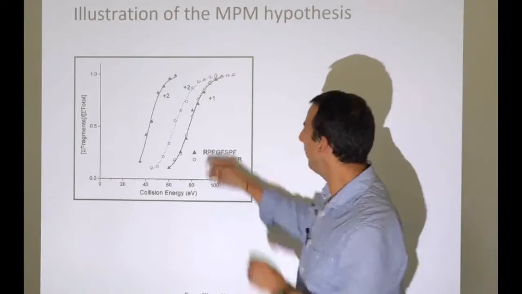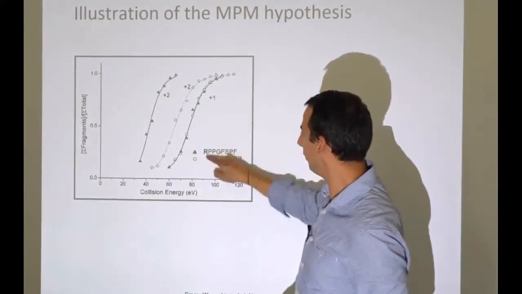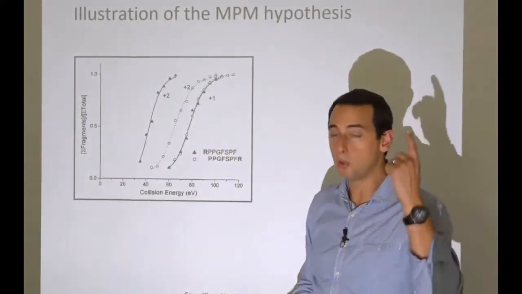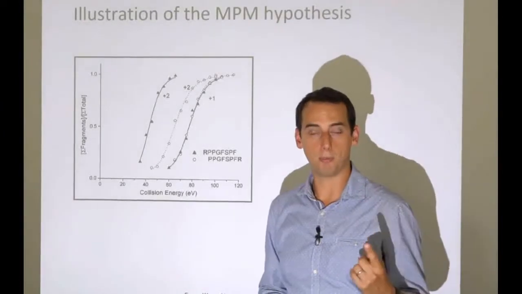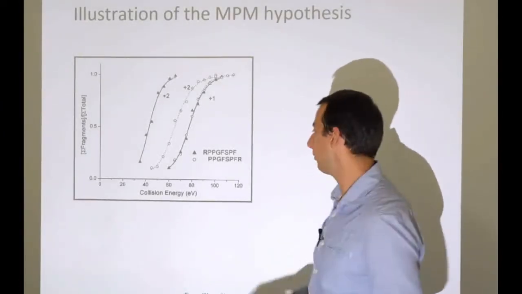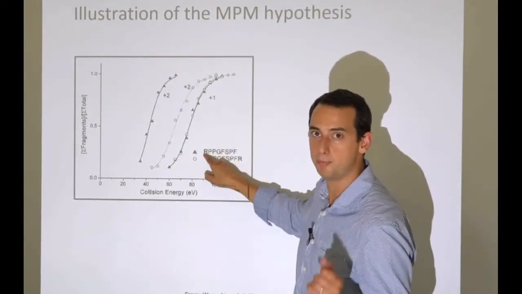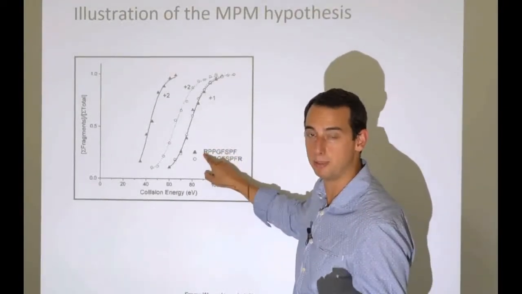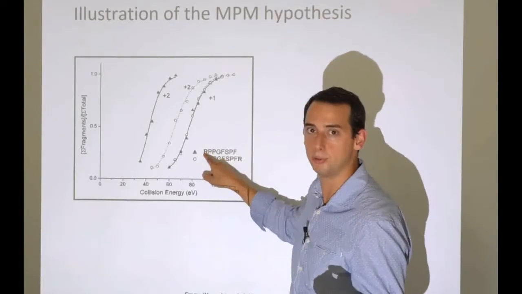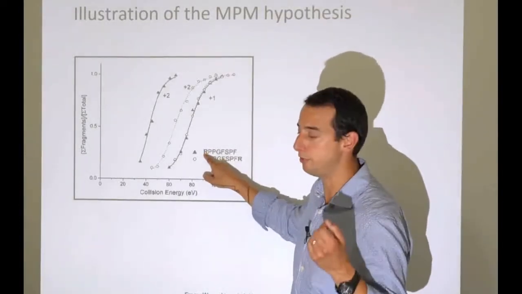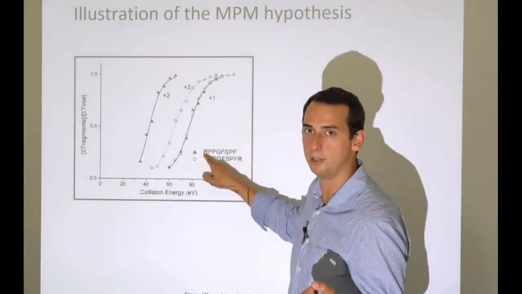Now, if we have a singly charged version of this peptide, that means there's only one proton that can possibly be mobile. The singly charged proton is going to be at the arginine. Remember, arginine has a pKa of 12 and a bit. So it's going to hold on to that proton, and that proton is going to be very, very happy on that arginine guanidinium group.